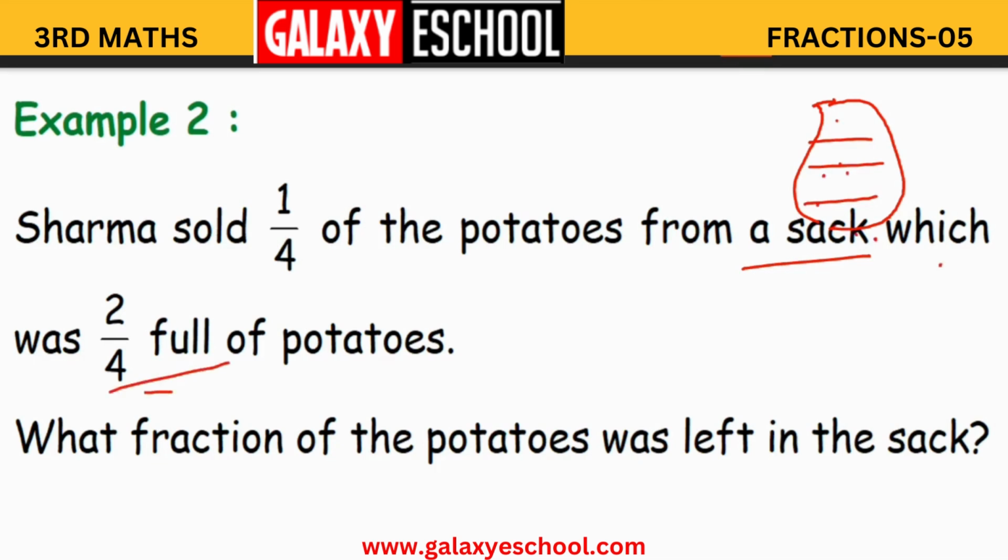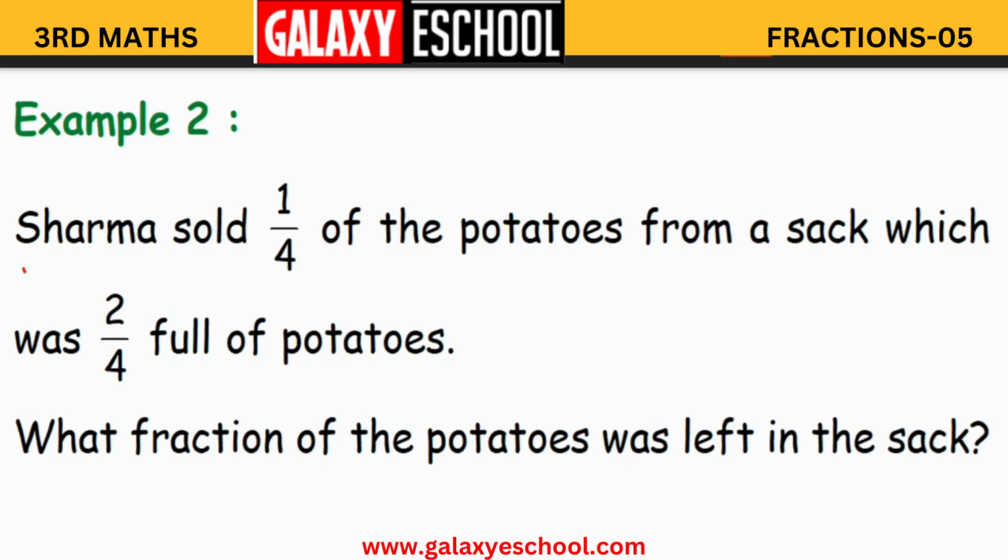Yes, so Sharma sold 1 by 4 of the potatoes from this sack, and this sack was 2 by 4 full of potatoes. Okay, in this sack there were 2 by 4 potatoes, and from the sack Sharma sold 1 by 4 of the potatoes. Now what should we find out? We should find out the fraction of potatoes that was left in the sack. Now what will be the first step?